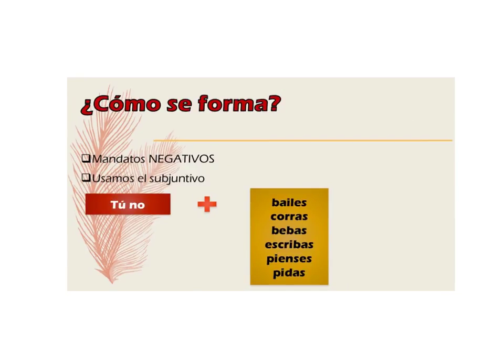Now, when the command is in the negative, when we're dealing with mandatos negativos, you're going to use the second person, the tú person, and you're going to conjugate it in the subjunctive, okay? When the mandato is in the affirmative, you're going to use the indicative. When the mandato is in the negative, you're going to use the tú form and the subjunctive. Tú no bailes, tú no corras, tú no bebas, tú no escribas, tú no pienses, tú no pidas.